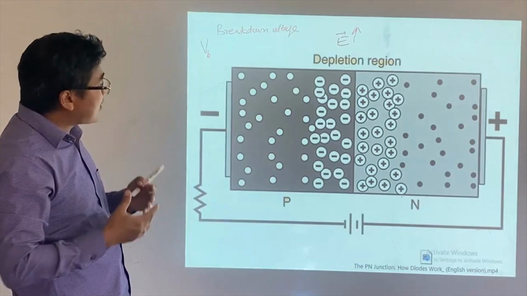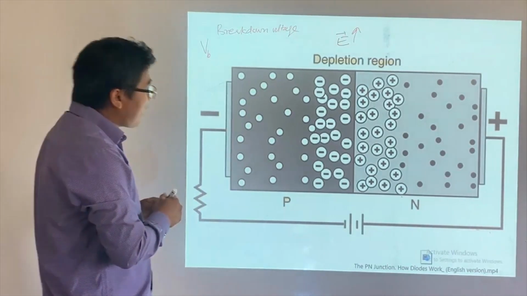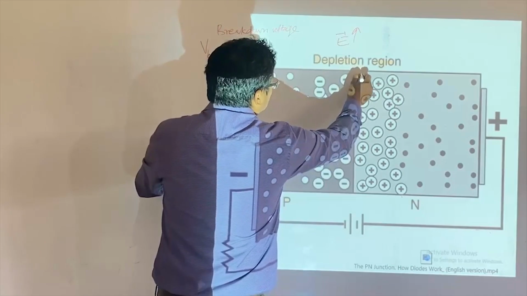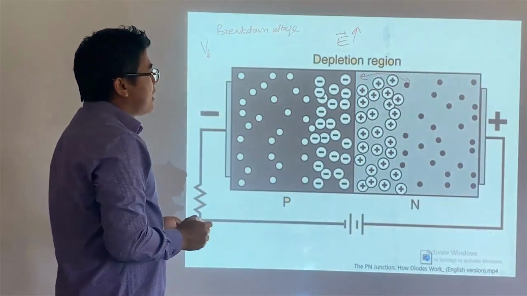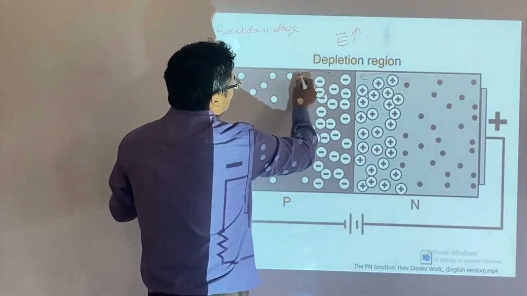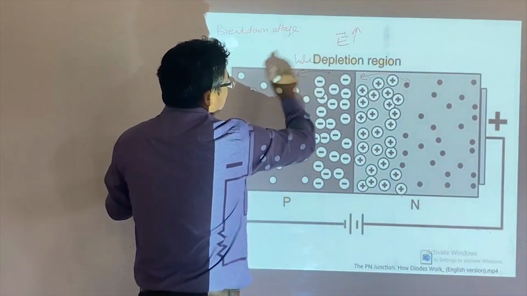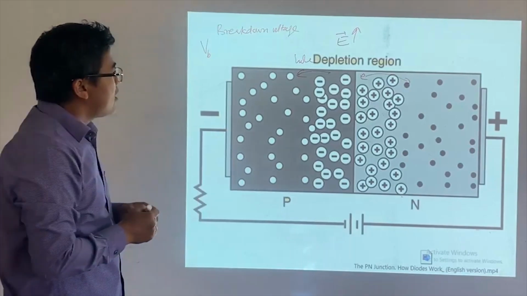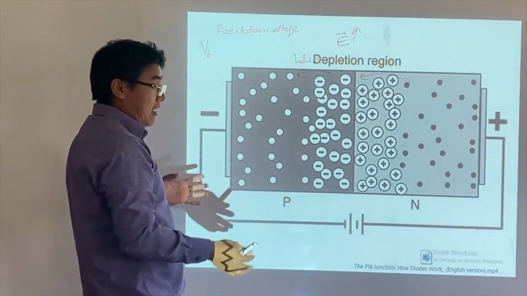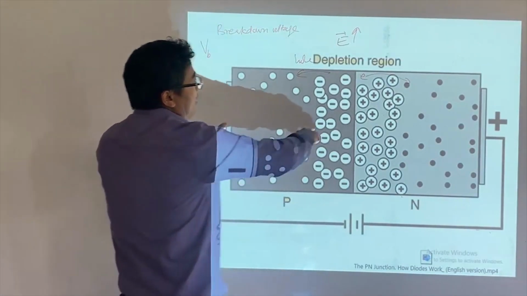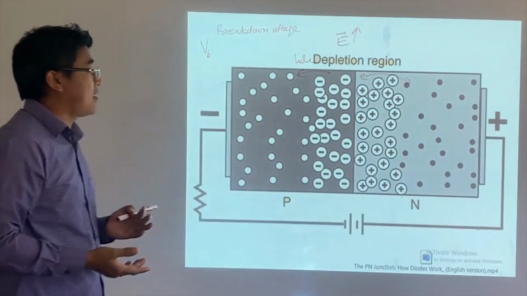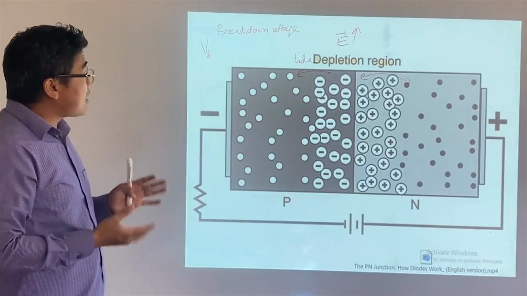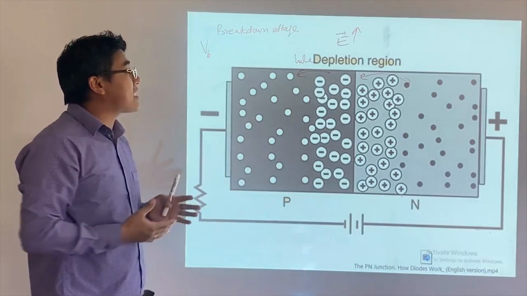Once the valence electrons get broken down, the electron goes this side, all right? The electron goes this side and the hole goes this side, because of the electric field. And due to which there will be a current. So this is what we call the reverse current, right? Since it is due to the minority charge carriers, right?